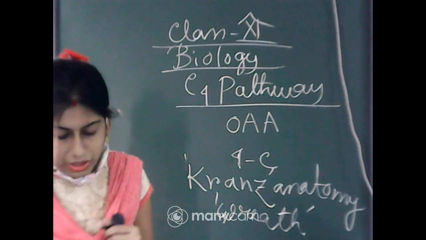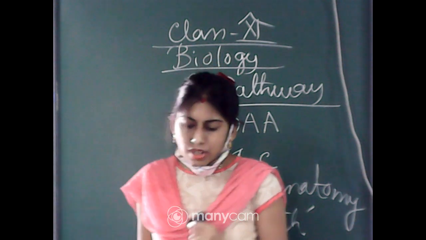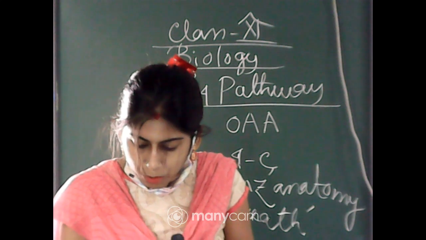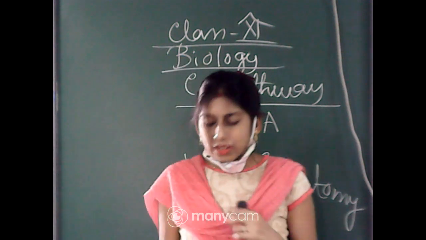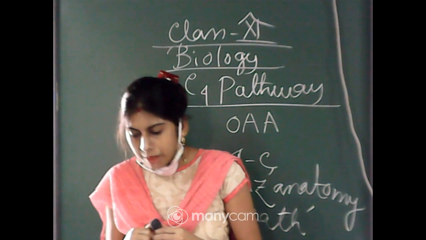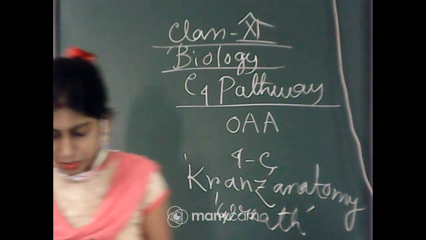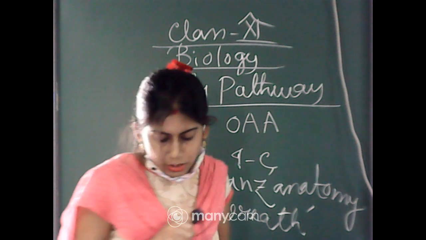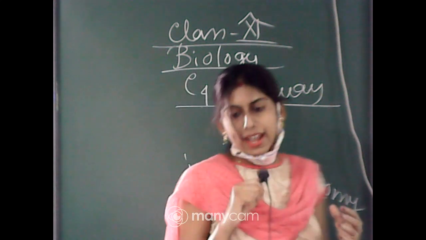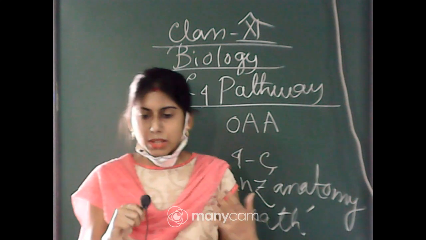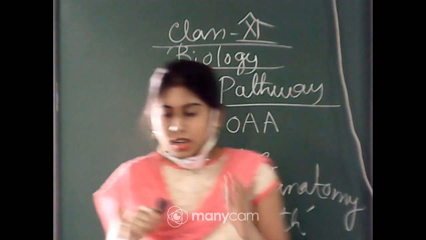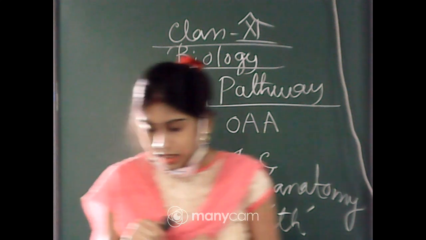Now I will discuss the pathway of these plants, and it will be better if you open your book to page number 219. There you will get the diagrammatic representation of the C4 pathway. This C4 pathway has an alternative name, the Hatch and Slack pathway, because of the names of the scientists who discovered this pathway. I hope you have got the diagram.